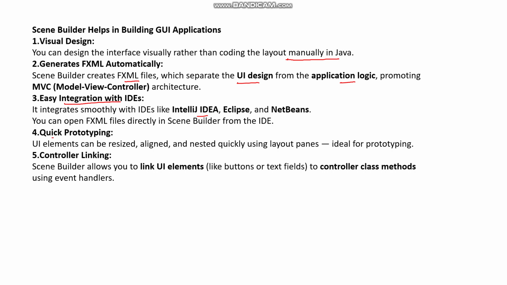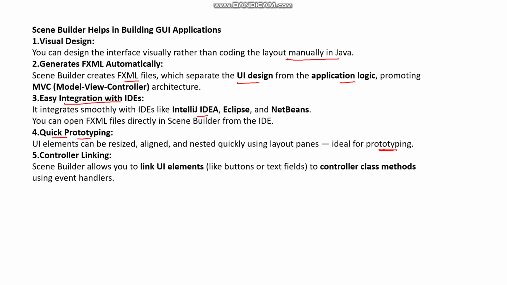The fourth one is quick prototyping. UI elements can be resized, aligned, and nested quickly using the layout panes. Ideal for prototyping. We can increase the size of the buttons or text fields or panes. We can align the text here. We can quickly lay out the panes by using Scene Builder.